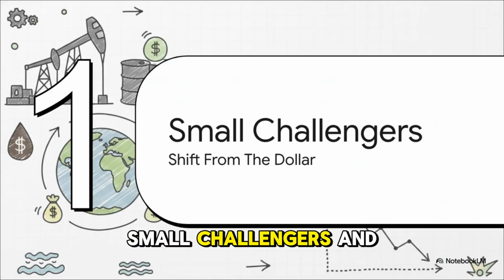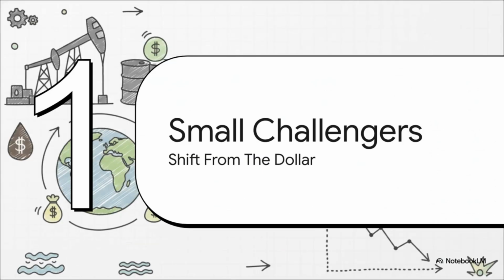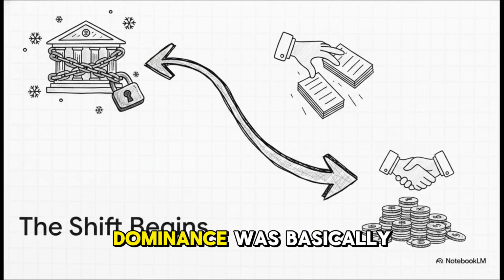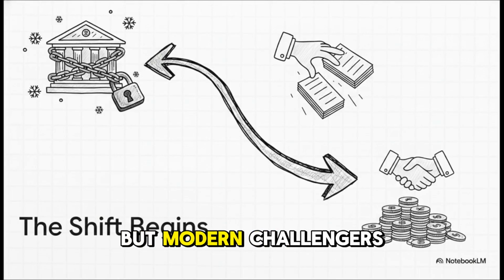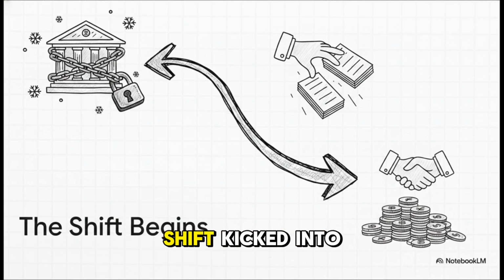Section 5. 1,000 small challengers and the shift away from the dollar. Let's look at what's happening right now. For 50 years, the petrodollar's dominance was basically undisputed, but modern challengers are rising, and a massive shift kicked into high gear in 2022.